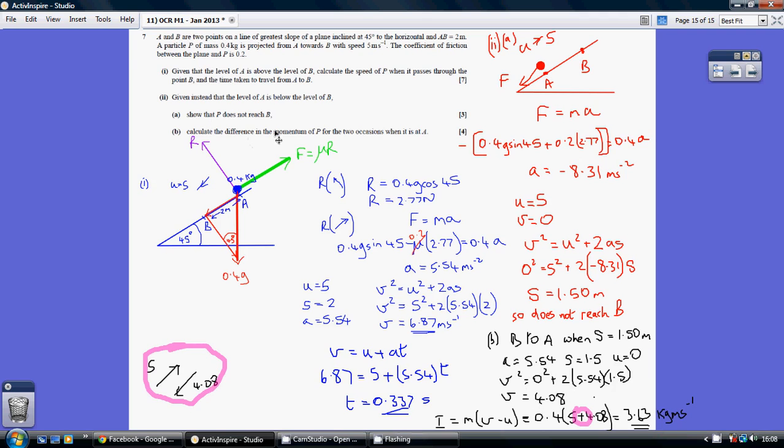Now I can calculate the difference in the momentum, sometimes called impulse. The difference in momentum is m times v minus u. My mass is 0.4. Now be careful about this change in speed. I was going up the slope at 5 and then down the slope at 4.08, so it's really 5 minus minus 4.08, which is 5 plus 4.08. It's very important you understand that plus sign there. This gives us a difference in momentum, or impulse, of 3.63 kilogram meters per second.